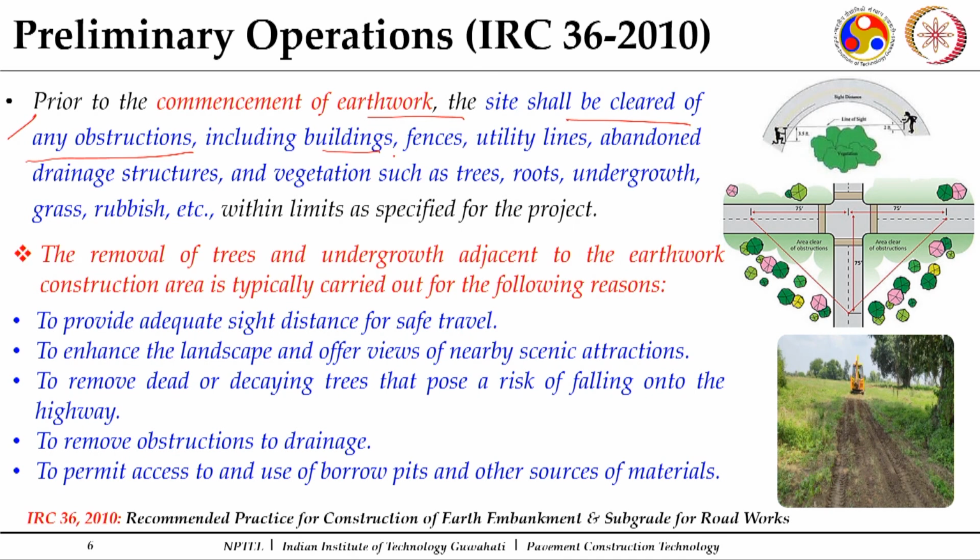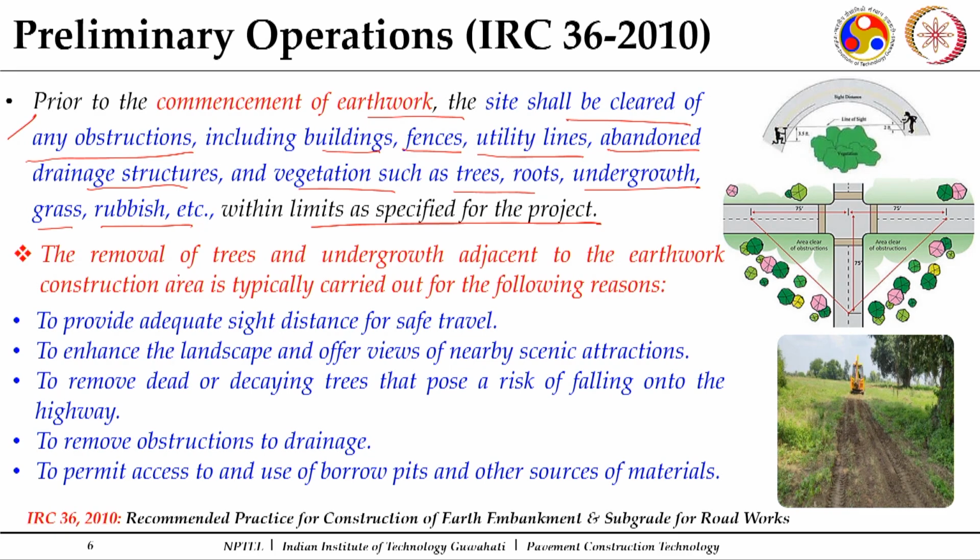So we may have to clear the existing obstructions, which may be in terms of some buildings. So land acquisition is there, fences have to be removed, utility lines, there may be some electric poles in the vicinity that need to be removed, abandoned or old drainage structures may be there, and vegetation, trees, roots, undergrowth, grass, rubbish, etc. These are to be removed within limits as per the requirement of the project. So as per your design requirement, or the designs given for that particular project, you have to acquire the land and clear it of all kinds of obstructions.